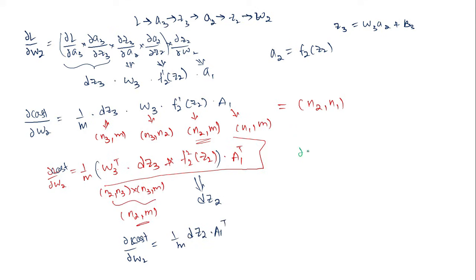And now for the del cost by del B2, these four terms are going to remain the same, just we will be having del z2 by del b2, which will again be just 1.